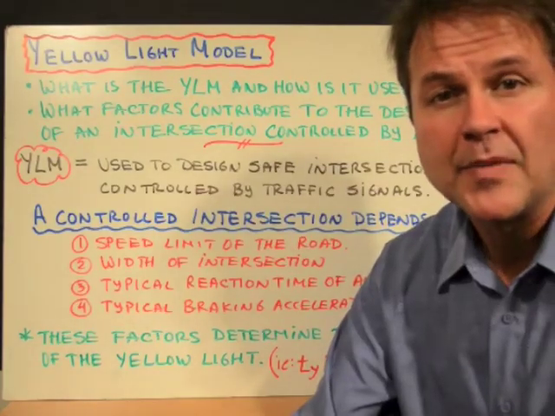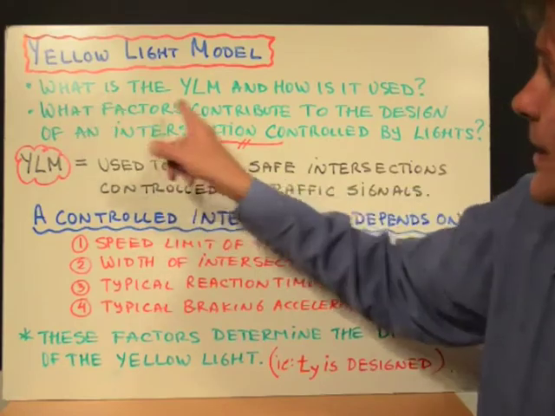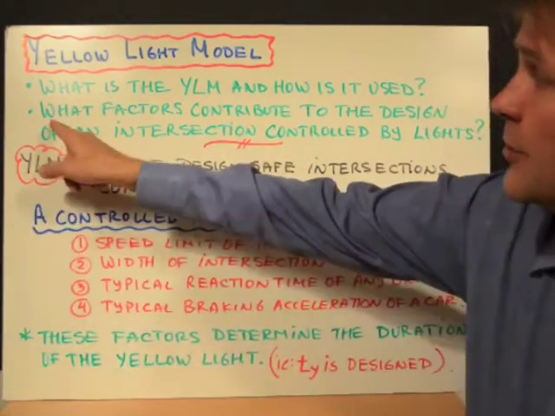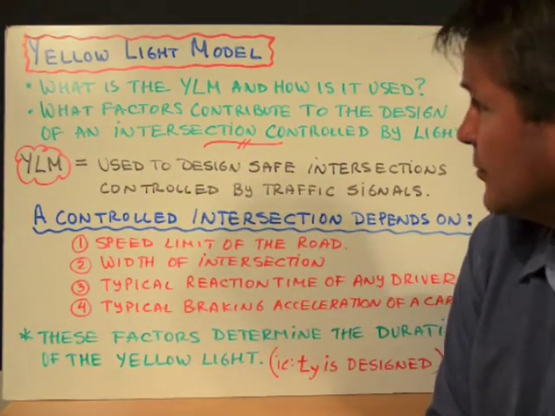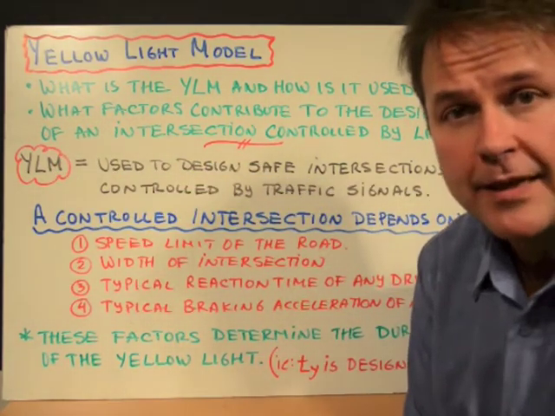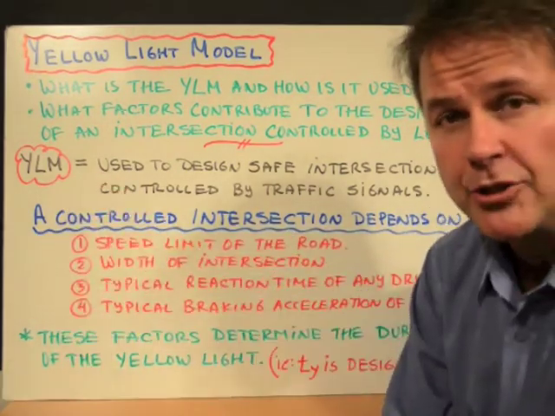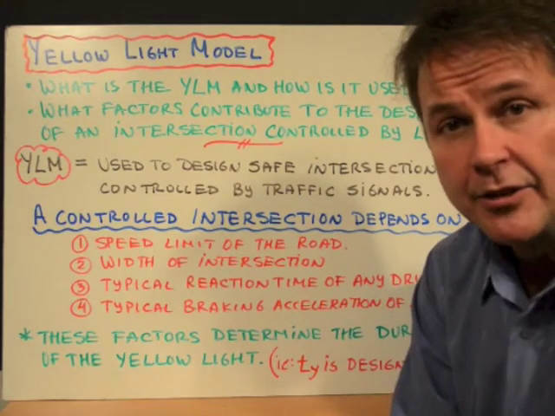Yellow light model. In this video, the objectives are for us to determine what the yellow light model is and how it is used, and to identify what factors contribute to the design of an intersection controlled by a traffic light. Now, the yellow light model is used by traffic engineers to design safe intersections controlled by traffic signals.